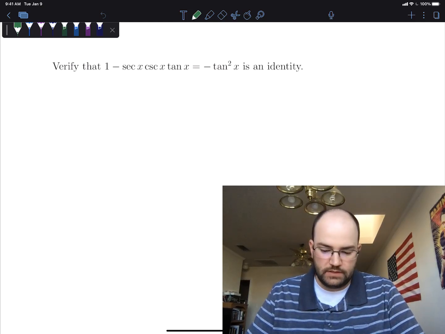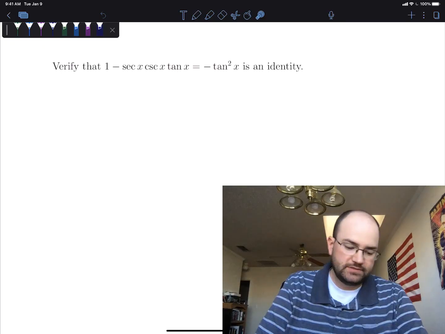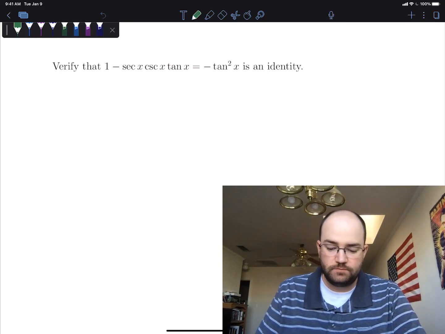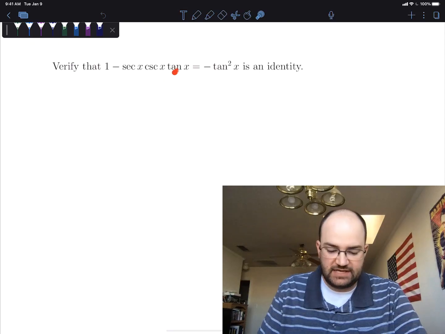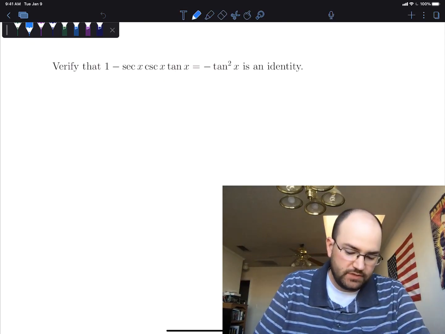Hello. In this video, we want to verify that 1 minus secant x cosecant x tangent x equals negative tangent squared of x is an identity. To do this, we want to go ahead and start out with one side of the equation. To me, the left-hand side looks more difficult than the right-hand side, so let's begin with the left-hand side.